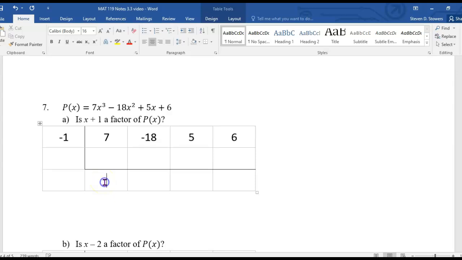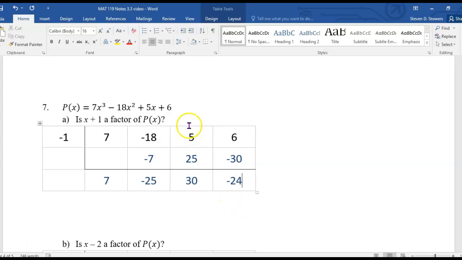So start by bringing down the 7. Negative 1 times 7 is negative 7. Negative 18 plus negative 7 is negative 25. Negative 1 times negative 25 is positive 25. 5 plus 25 is 30. Negative 1 times 30 is negative 30. And 6 plus negative 30 is negative 24.